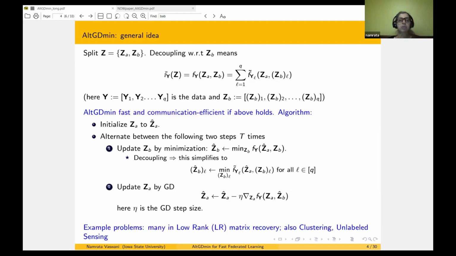And if this property does hold, which we call partial decoupling, here's the algorithm. You initialize ZA, then you alternate between updating ZB by minimization, keeping ZA fixed at its previous value, Z hat A. You're minimizing only over ZB. Because of the decoupling, you can solve for each ZBL. ZB could be a high dimensional matrix, with one high dimension, say R cross Q, where R is small but Q is large. So you're decoupling this into Q small minimization problems, each of which is quick to solve.